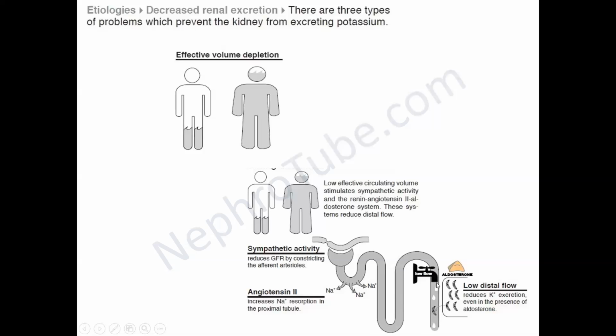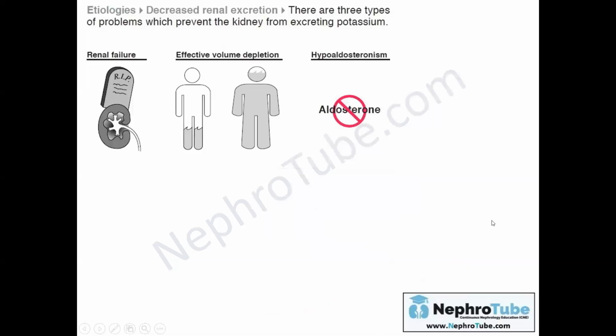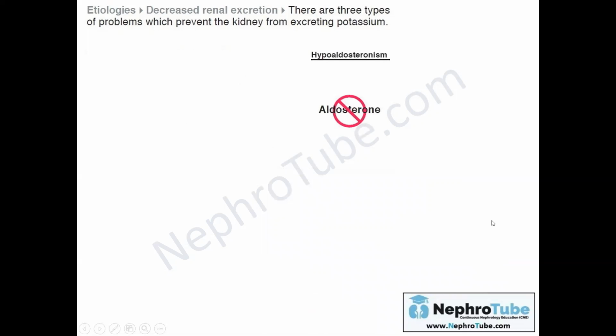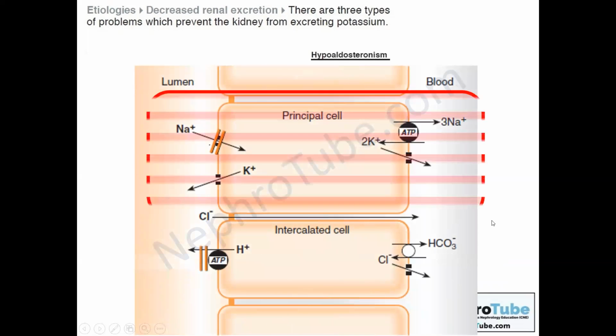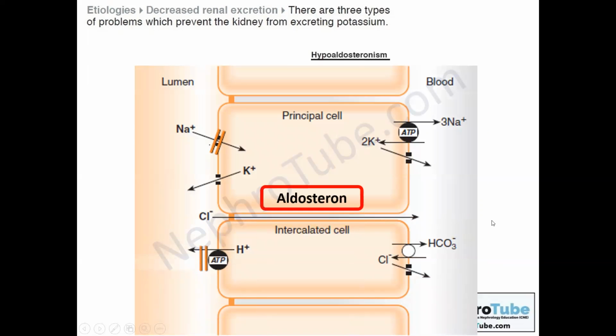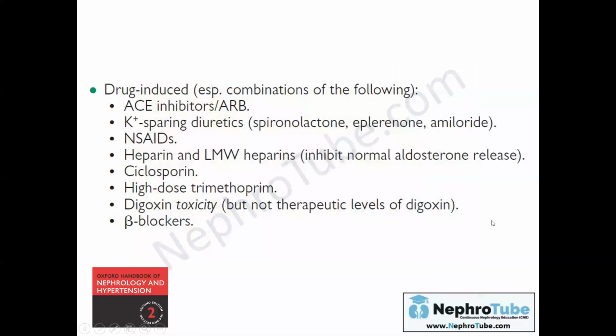So with low flow of the urine in the tubules, the potassium secretion followed by excretion will be low, even if the aldosterone is high. So that's why in cases of effective volume depletion, there will be hyperkalemia. In cases of hypoaldosteronism, we know well that aldosterone hormone is very important for the secretion first, then excretion of both potassium and hydrogen. So in cases of decreased aldosterone level, there will be decreased potassium secretion and excretion, causing hyperkalemia.